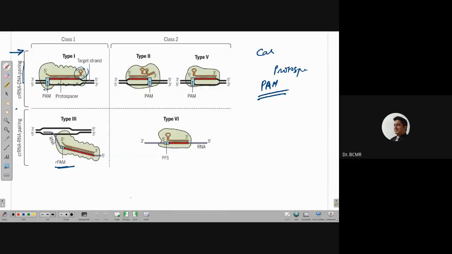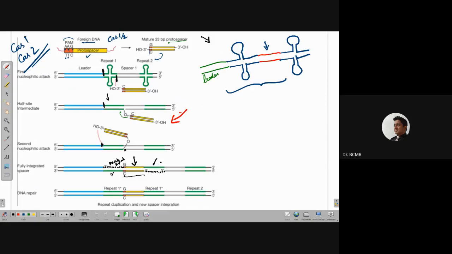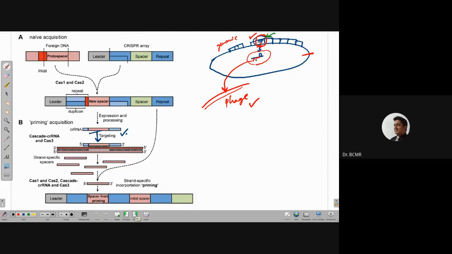I tried to describe how the incorporation of the protospacer happens, and every time a protospacer is incorporated, how a new repeat is generated. That is another important thing that we need to remember and understand. And then I was talking about naive acquisition. That is the first sequence that has been taken up from a bacteriophage. And the other one is priming acquisition, where more phage DNA sequences are acquired upon repeated infection.